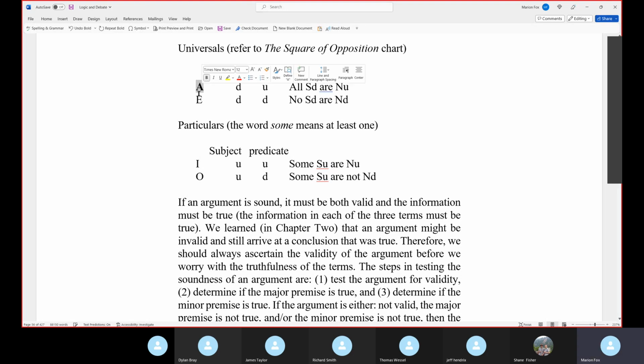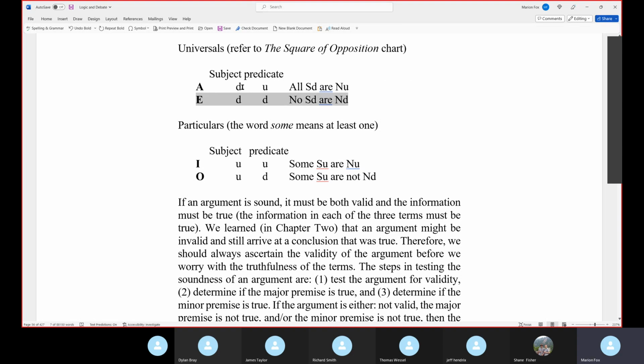I think I'll put those in bold. I've had them in bold print throughout the book, I just make them bold here. See, I'm already changing the book. So, all right, there are your A, E, I, and O propositions. Those are all the forms you can have. And so both of these are distributed.